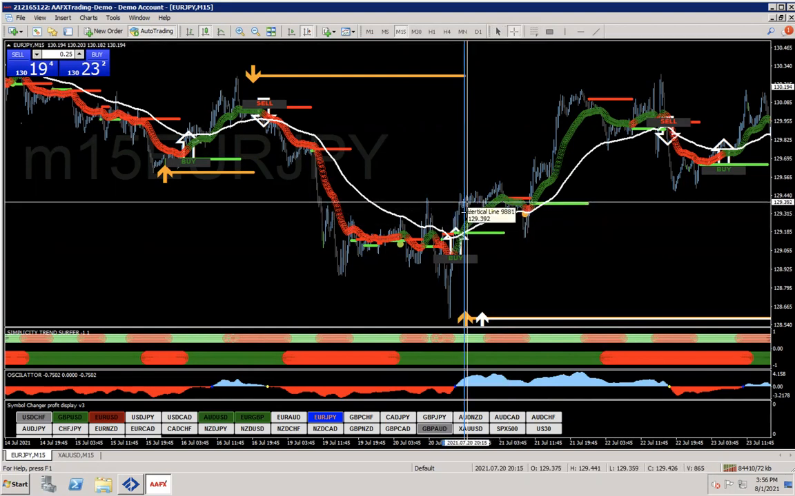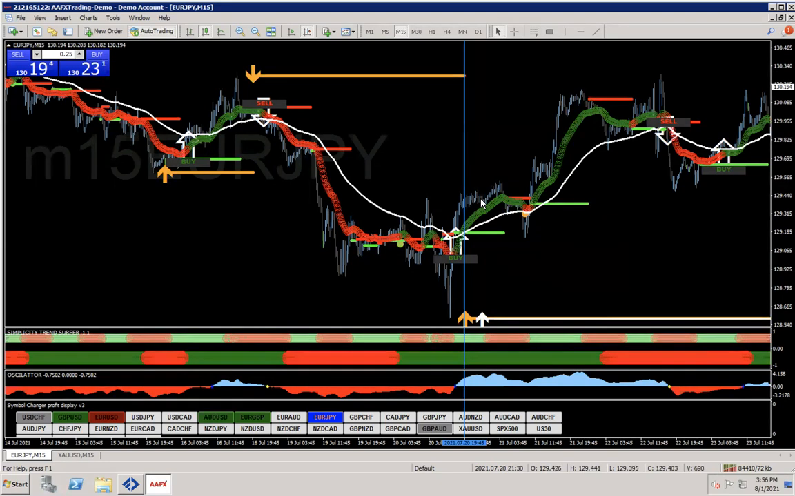This would have been your entry. You would have had a 22 pip stop, and as you can see, it ran 78 pips, okay? So that's a more than 3-to-1 trade. But of course, when you got in, you wouldn't have known this was going to happen.